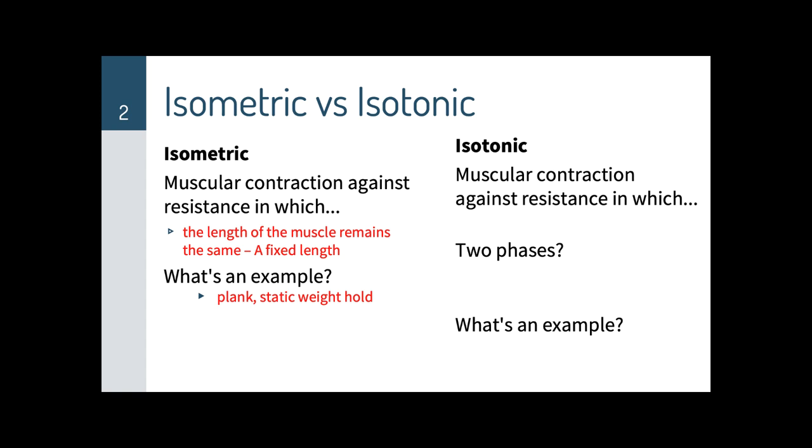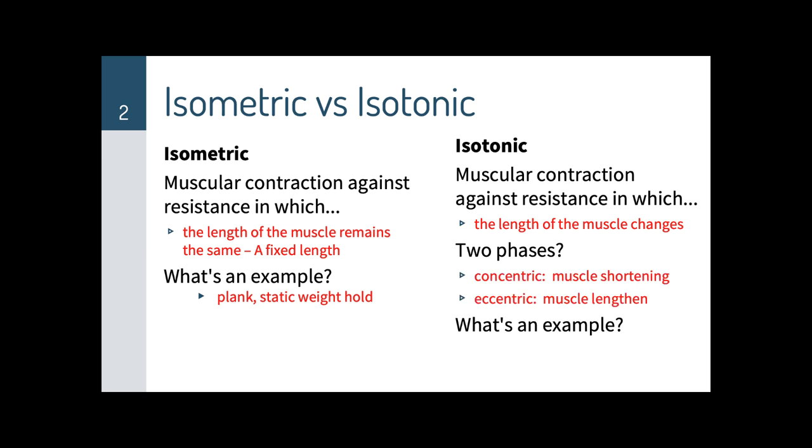And then when we have an isotonic contraction, we're dealing with muscle contractions against a load in which the length of the muscle changes. So the length of the muscle will go through a full range of motion, thereby producing force and tension through those different ranges of motion. And we have two phases to an isotonic contraction. These phases are concentric and eccentric contractions.